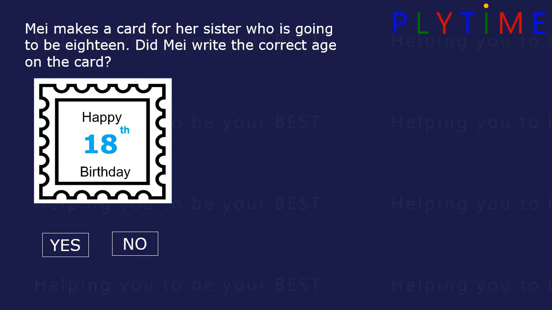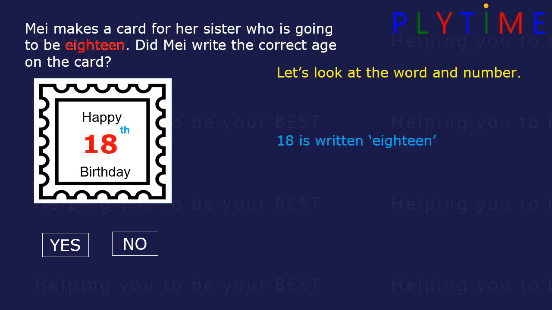May makes a card for her sister who's going to be 18. Did May write the correct age on the card? Let's look at the word and the number. The word is 18. You write 18 as 1 and 8. That's 18. Let's tick the right answer. Yes, May did make the card right.